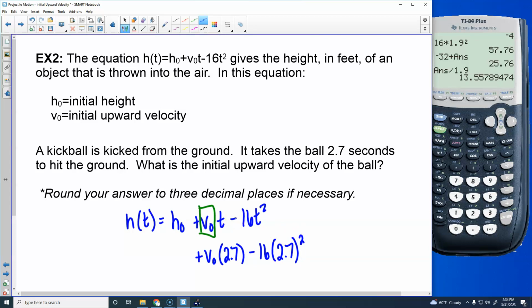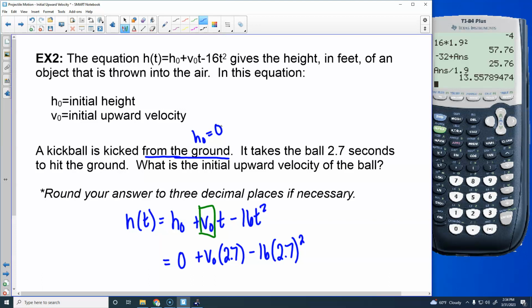All right. Who can tell me another number I can plug in? Aiden? Okay, where's it go? H of t or h sub 0? Okay. All right, how do we know? Right, from the ground tells me that h sub 0 equals 0, right? So very good.